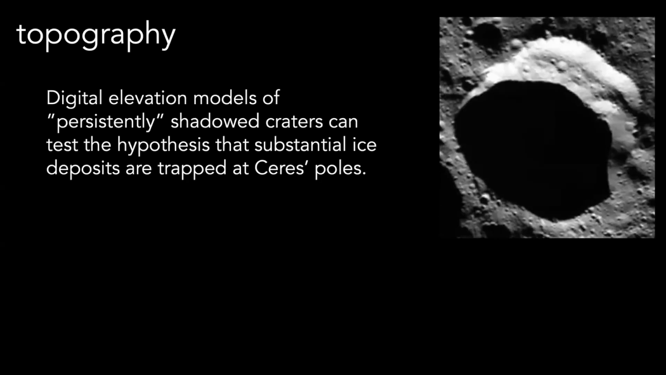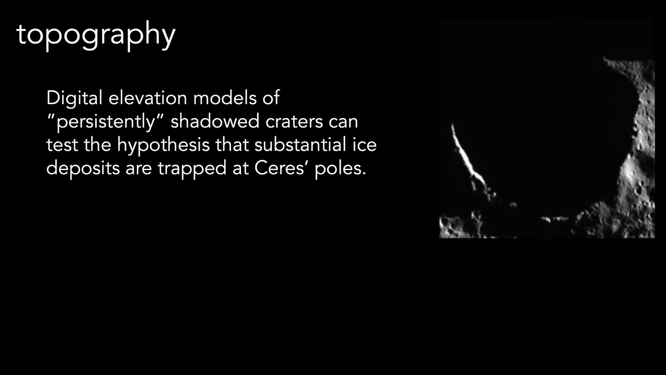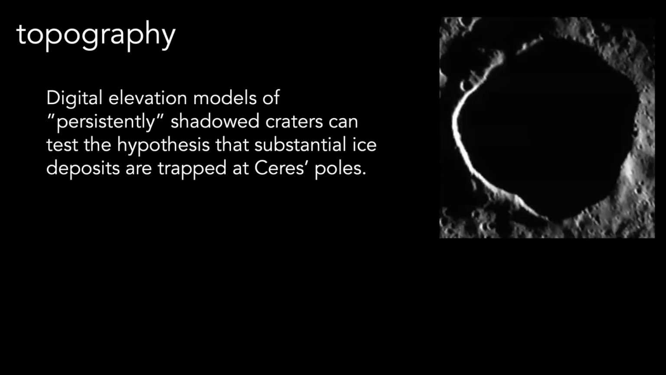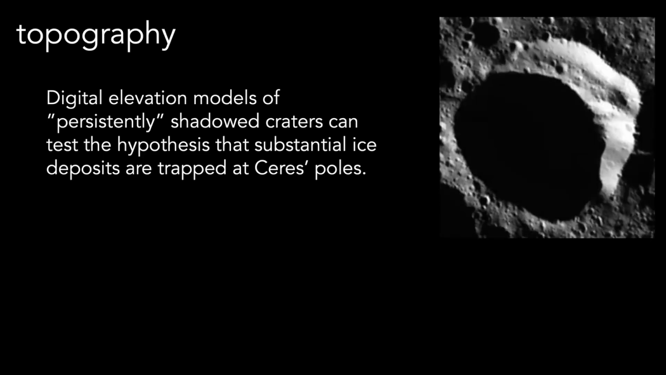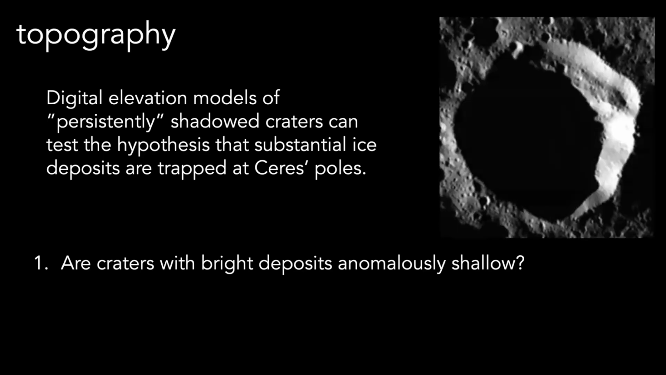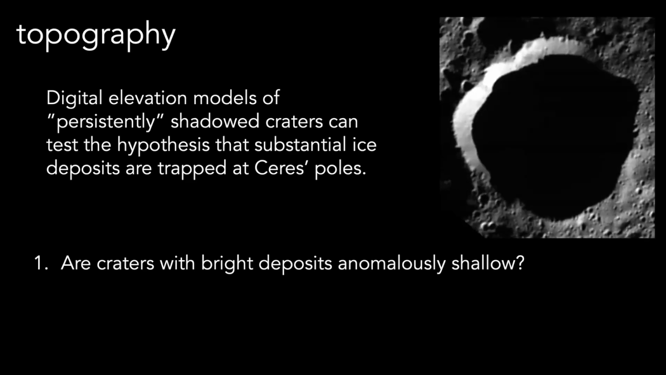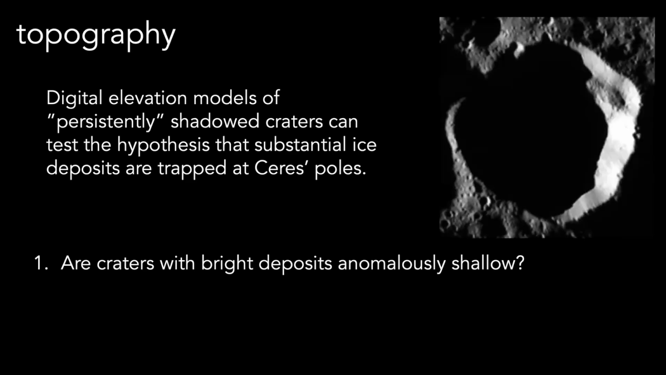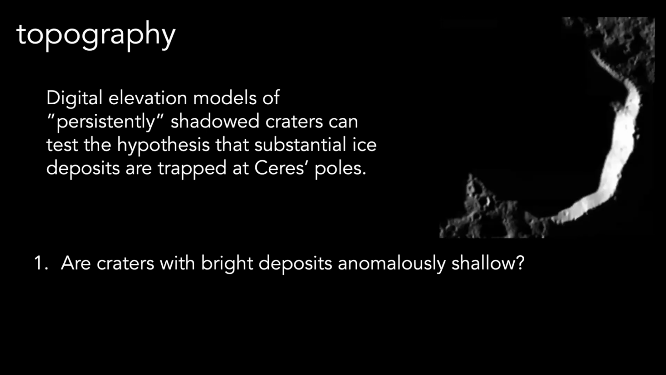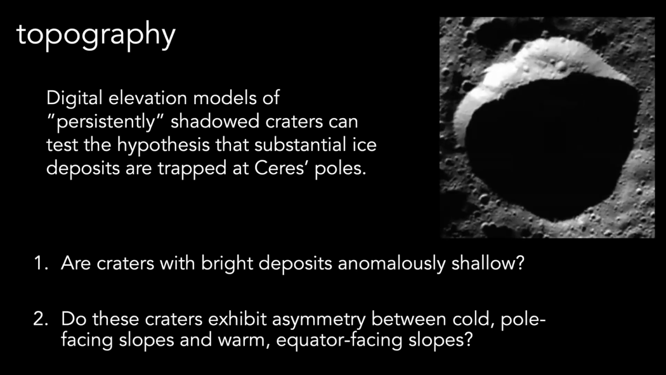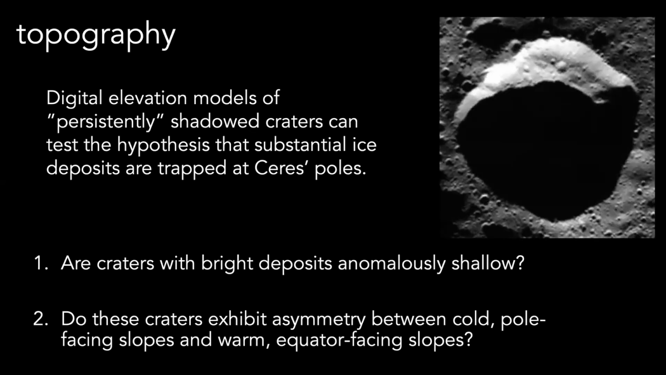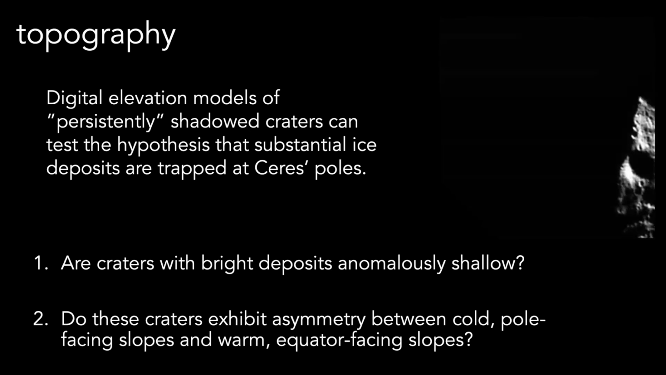But another thing you can do with this topography is use the shape models to test this hypothesis that significant volumes of water ice are cold trapped at Ceres' poles. So we can ask things like, are craters that have bright deposits significantly shallower than the background population of craters on Ceres, as we might expect if there have been significant infilling by ice? And do these craters exhibit any asymmetry in their topography? In particular, asymmetry between the pole-facing slopes and the equator-facing slopes.